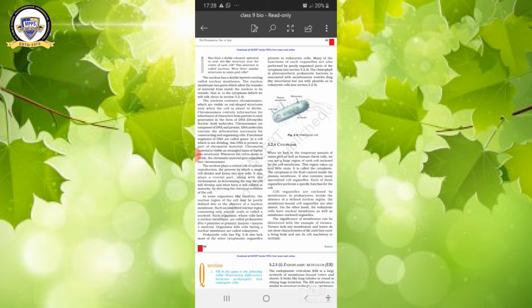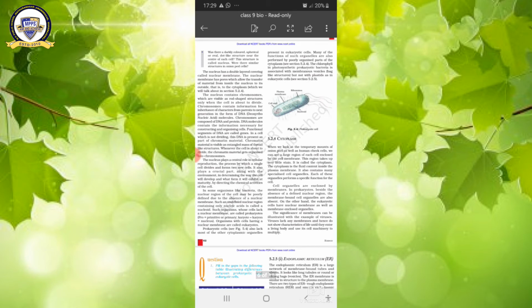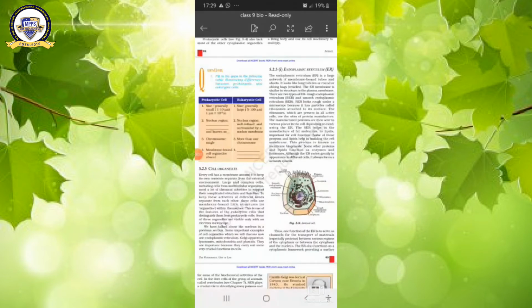The significance of membranes can be illustrated with the example of viruses. Viruses lack any membrane and hence do not show characteristics of life until they enter a living body and use its cell machinery to multiply. Important cell organelles are what we are going to discuss.